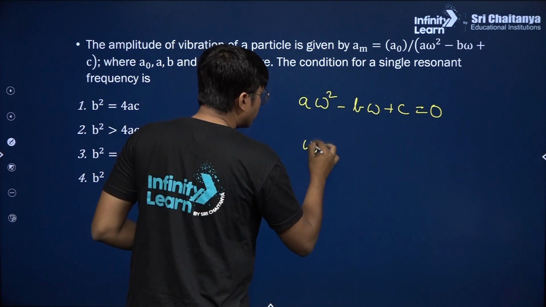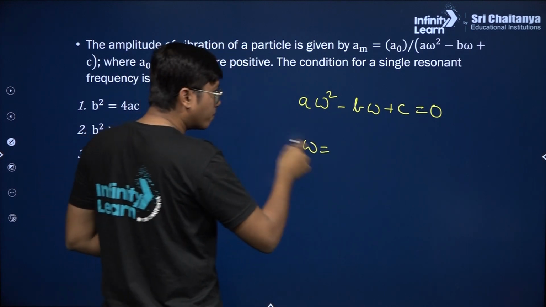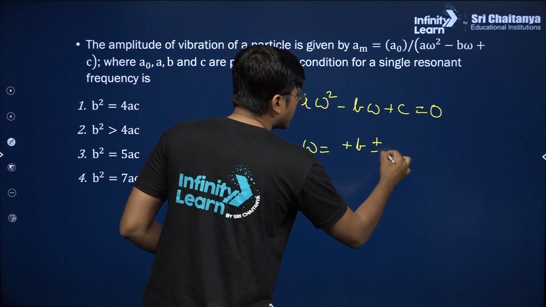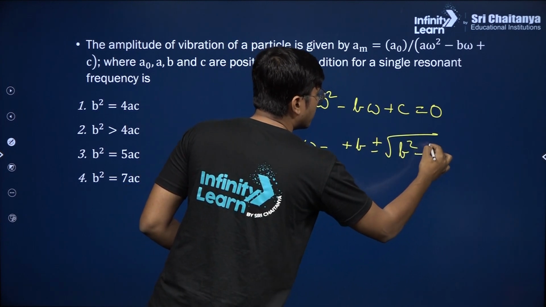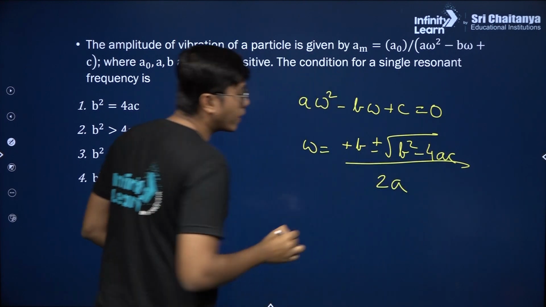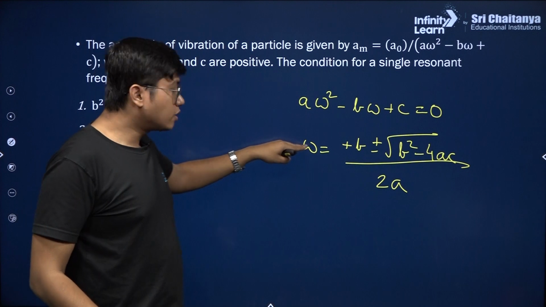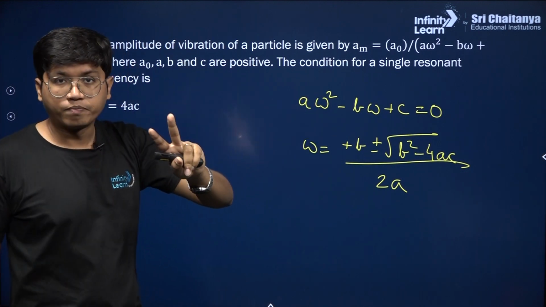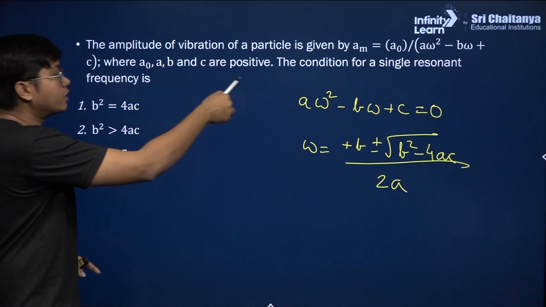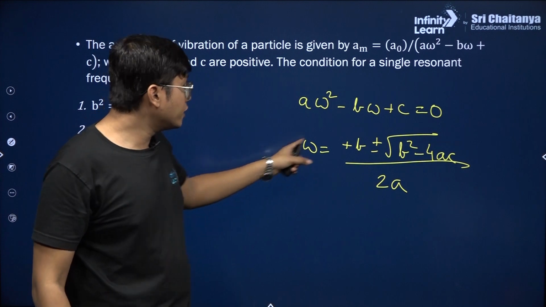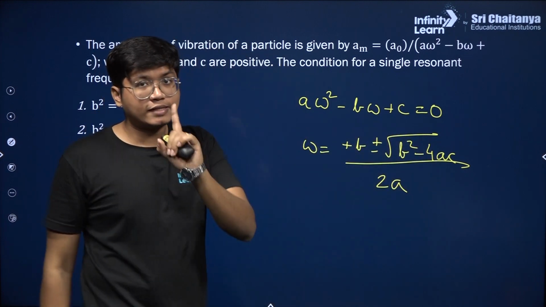From here we'll use the relation for quadratic method, that omega is equal to minus b, which in this case would become plus b, plus minus root over b square minus 4ac divided by 2a. Okay, now this is the value of omega, and since it's a quadratic equation, you are going to have two values of omega. But the question says what is the condition that you'll have only one single resonant frequency, which means this should not give you two values but a single value.